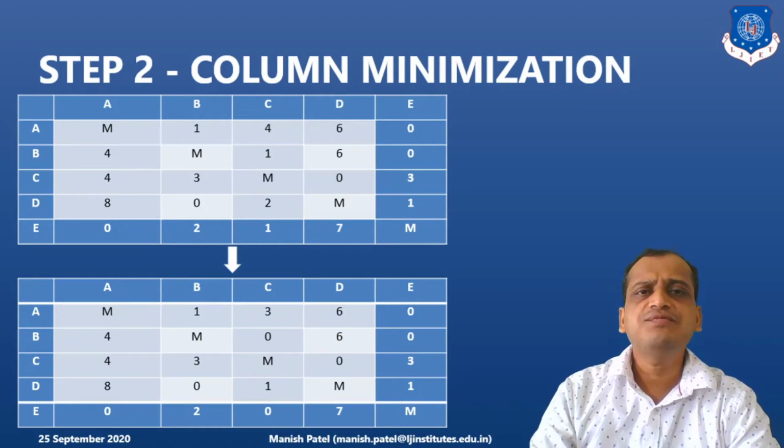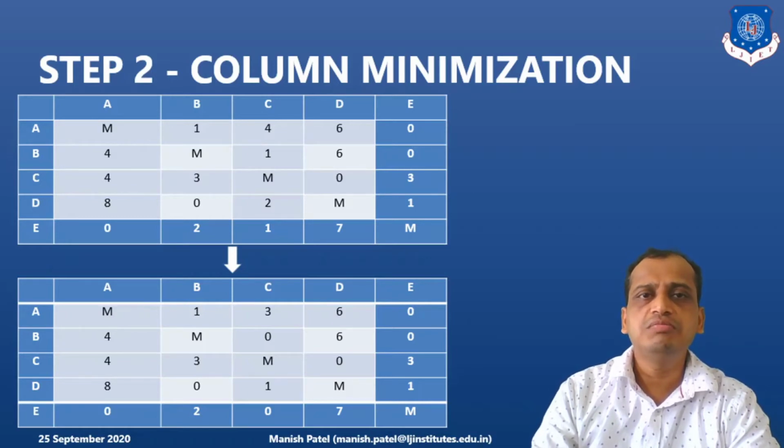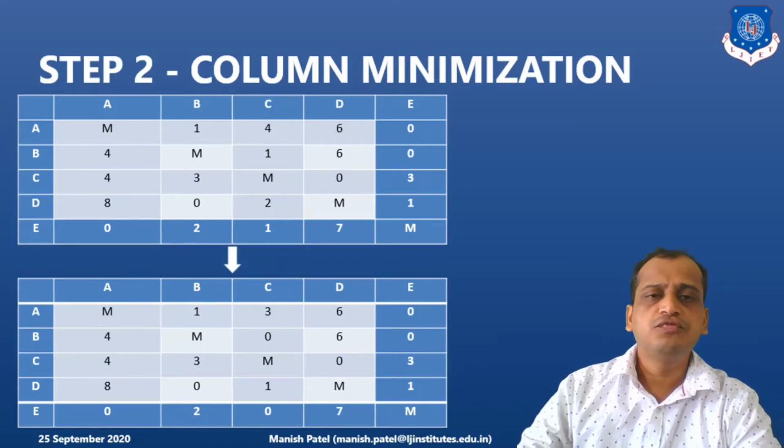What is the next step? We do the column minimization. We scan the columns one by one, find the minimum element, and subtract that element from the corresponding column elements. First, what is the minimum element here? 0, so we cannot do further minimization. The second also has 0. In the third one we have the minimum element as 1, so we subtract 1 from each and every column element. So 4 minus 1 is 3, 1 minus 1 is 0, 2 minus 1 is 1, and 1 minus 1 is 0.